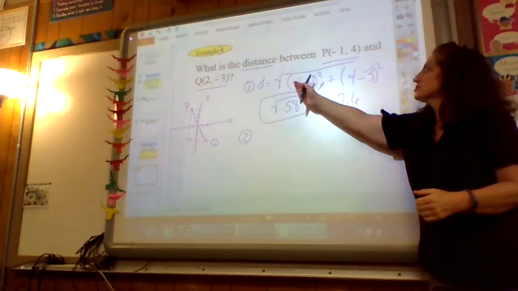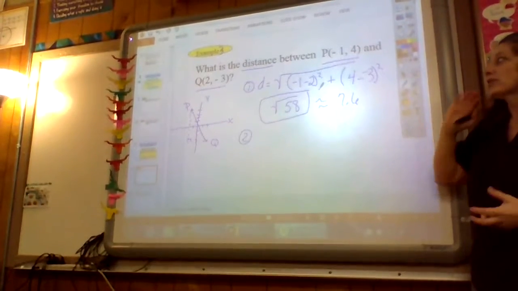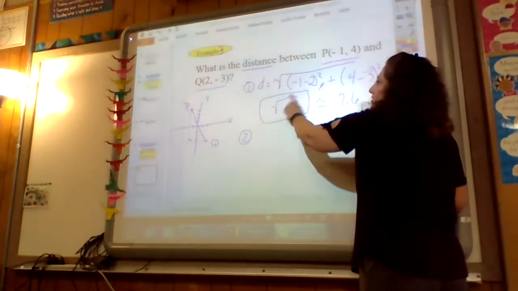Now, she got that from just putting all this in the calculator. With the square root or without? Without the square root, because see, the square root is still in my answer.